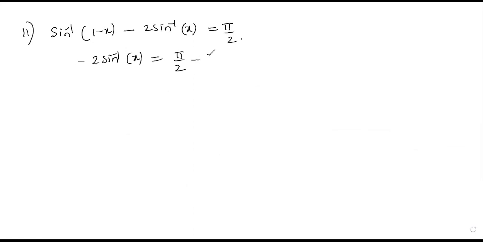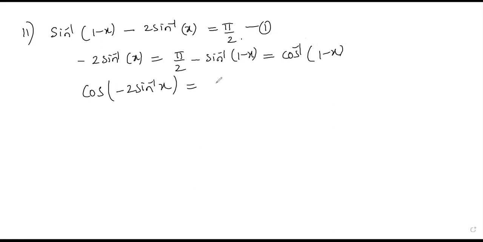So next, look at the 11th question. This is a miscellaneous exercise problem, actually an NCERT textbook problem. Sine inverse of 1 minus x minus 2 sine inverse x is equal to pi by 2. So this can be written as, minus 2 sine inverse x can be written as pi by 2 minus sine inverse of 1 minus x. And pi by 2 minus sine inverse of 1 minus x is nothing but cos inverse of 1 minus x. If you apply cos on both sides, it becomes cos of minus 2 sine inverse x, which is equal to 1 minus x. So cos of minus theta is cos theta. So you'll get cos of 2 sine inverse x.